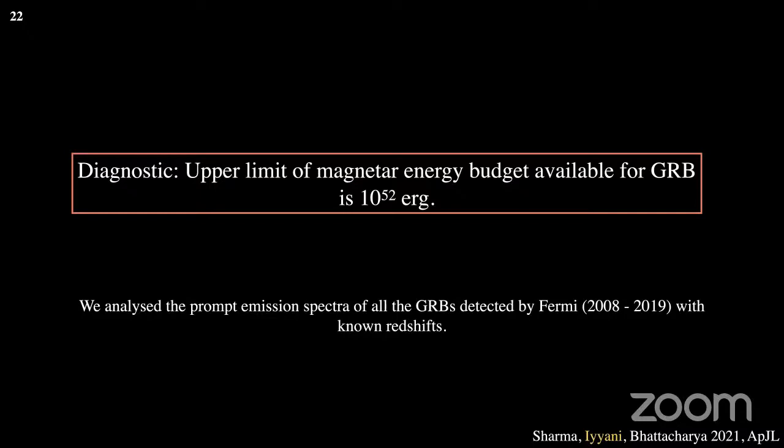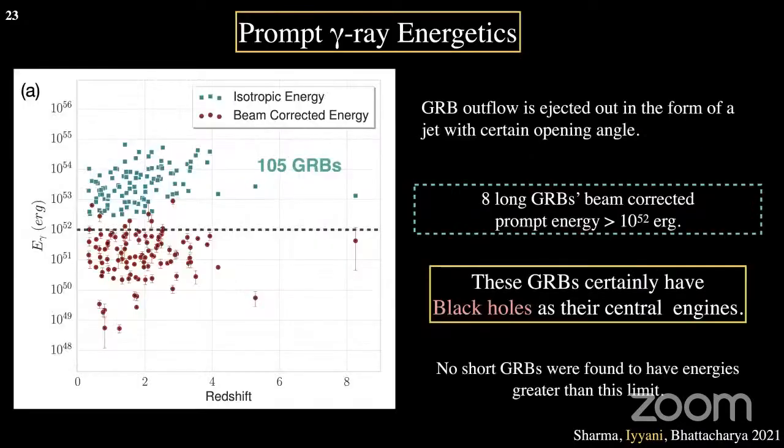Using this as a diagnostic, we analyzed the entire prompt emission spectra of all 11 years of GRBs detected by Fermi. We identified 105 hyper-energetic GRBs which had isotropic energies greater than 3 times 10 to the power 52 ergs. Then we did the beam correction, that is, we corrected for their opening angles, and we identified 8 long GRBs which actually exceeded this limit of 10 to the power 52 ergs. So these GRBs certainly have a black hole as their central engine.